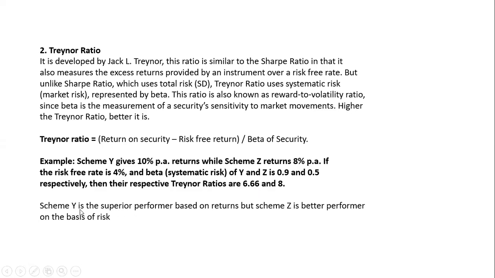Scheme Y is having 10% return, but scheme Z is the better performer on the basis of risk, on the basis of beta. So if you compare the Treynor ratio, scheme Z is better on the basis of risk, and scheme Y is giving greater returns, 2% extra returns, but the risk is higher in the case of Y. On the basis of risk, scheme Z is better, and on the basis of returns, scheme Y is better. Okay.